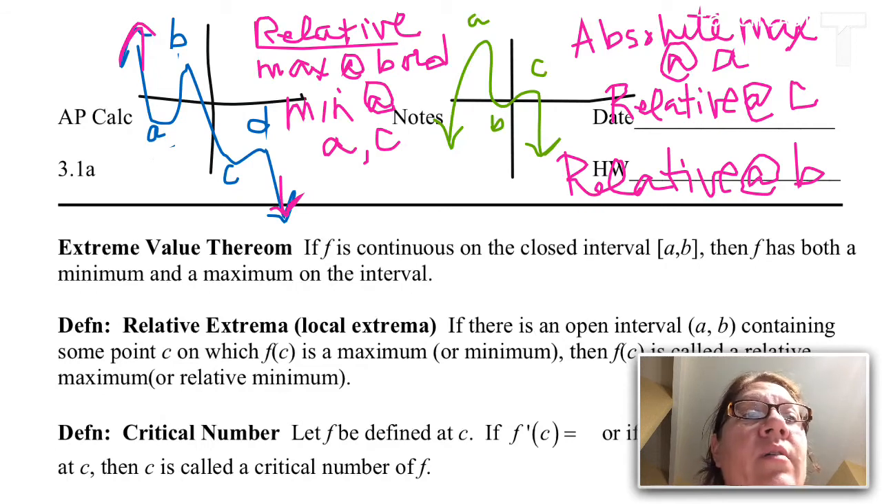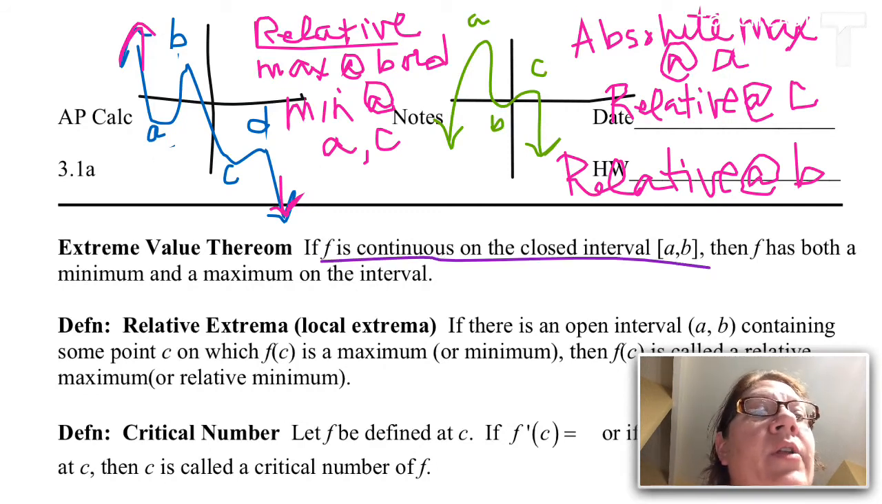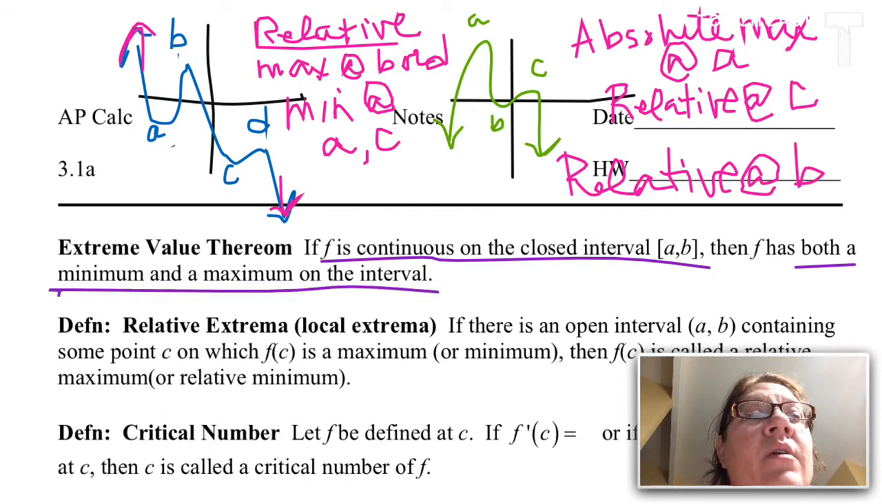Extreme value theorem says, again, if I have, all important, a continuous function on some closed interval, then there has to be both a minimum and a maximum on that interval. So I'm going to explain that more as we go.